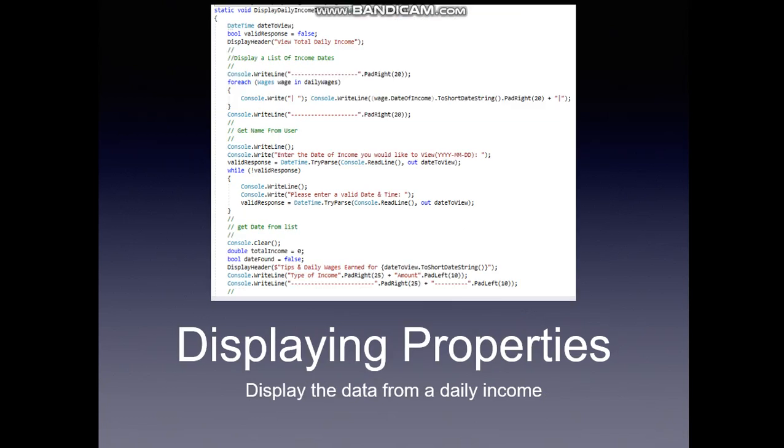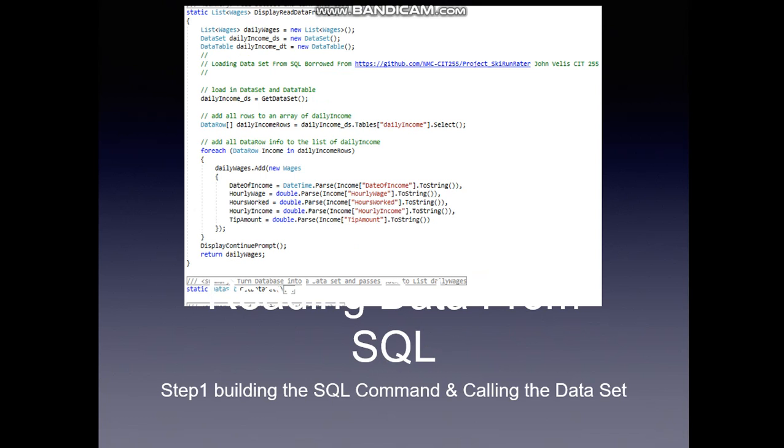From here, the user can display their daily income info by choosing a date. The user will be able to pull data from the SQL database. The first step of this method is calling the method. Here, an array of data rows will be created from the data set and then also stored into the list.